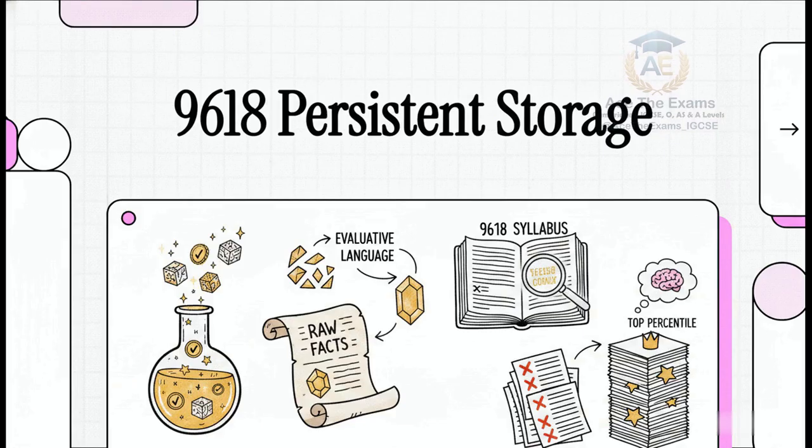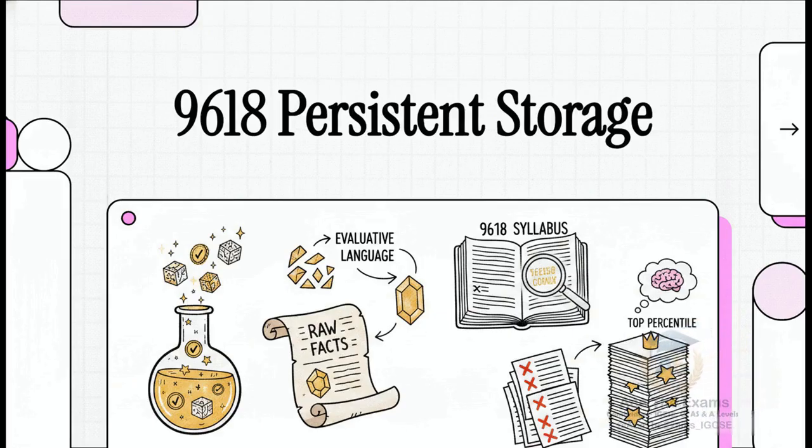Now, while our primary focus today is on the 9618 A-level syllabus, the analytical depth and the exam techniques we are going to cover apply across the entire Cambridge spectrum. Whether you are sitting for syllabus codes 0417, 0478, 0983, 0984, or 2210, this methodology is your key to unlocking top marks.